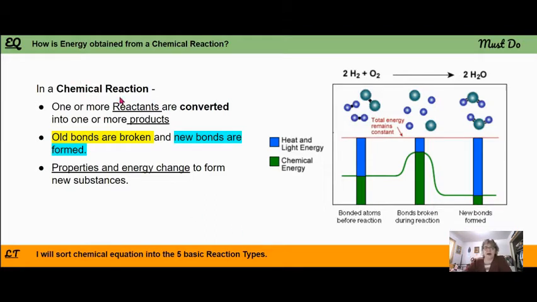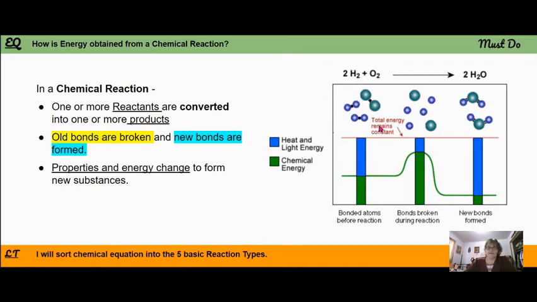In a chemical reaction, you can have just one reactant that splits apart and becomes something else, or you could have two reactants that combine together. But it's one or more reactants, one or more compounds that get together, and when they're done they turn into one or more of something else. How does that happen? Well, old bonds are broken.